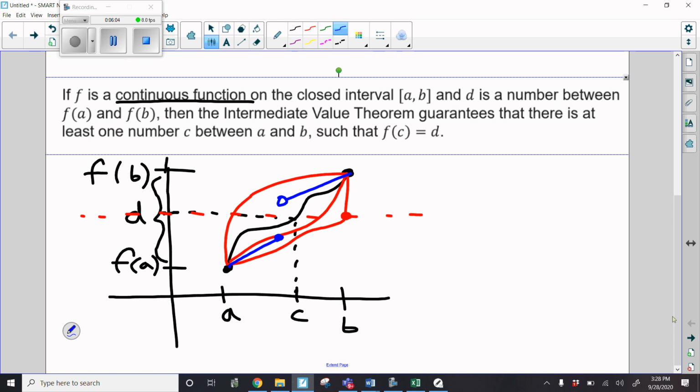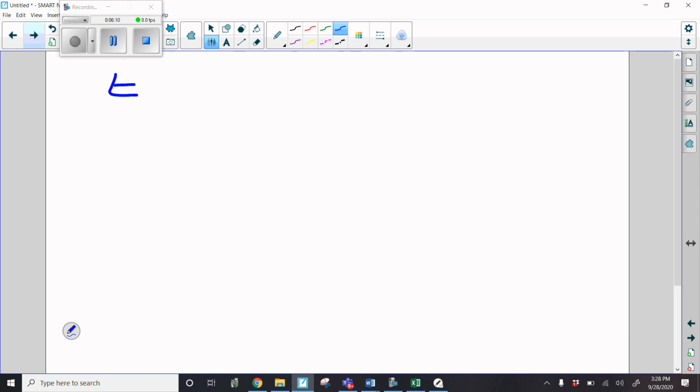So let's take a look at some examples. Okay. So here's our first example. So we'll start with this, f of x equals x squared minus 5.